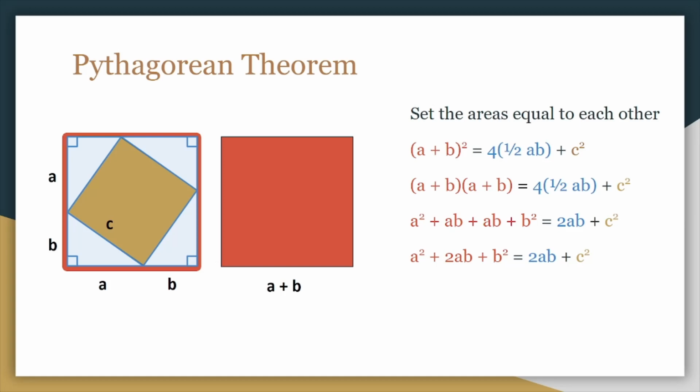So we'll get a squared plus 2ab plus b squared equals 2ab plus c squared. Lastly, we'll subtract 2ab from both sides of the equation, which leaves us with a squared plus b squared equals c squared. And this is the Pythagorean theorem.